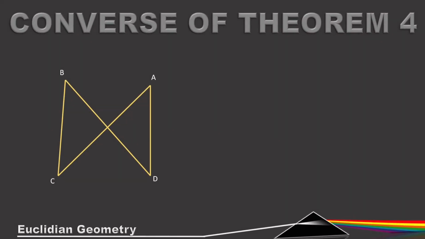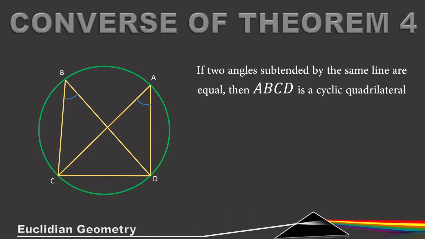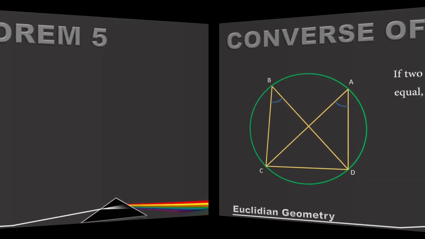Right, then for the converse of theorem 4, meaning we're just going to go the other way around. Let's say we have a quadrilateral ABCD. We have this chord CD and it subtends angles at B and at A. Now, if those two angles are given to be equal, then we can say that this is a cyclic quadrilateral, meaning it lies in a circle. So it says if two angles subtended by the same line are equal, then ABCD is a cyclic quadrilateral, and our reason will be angles in the same segment.